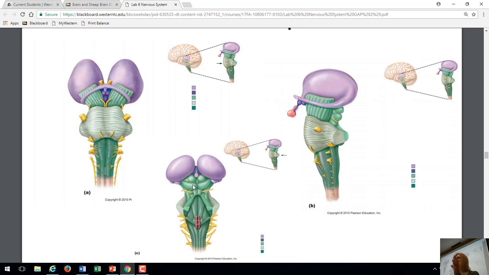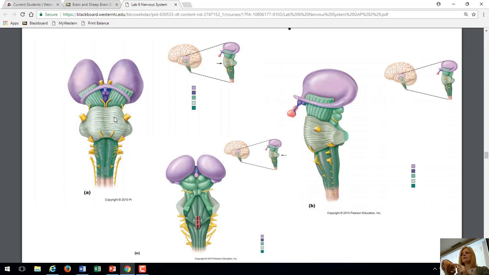Identifying these can be a little tricky, but if you know the parts of your brain stem, which is the midbrain here, the pons and the medulla, find the swelling of the pons. The pons is always the biggest swelling on the brain. If you look at your sheep brain here, can you see that swelling right there for the pons?